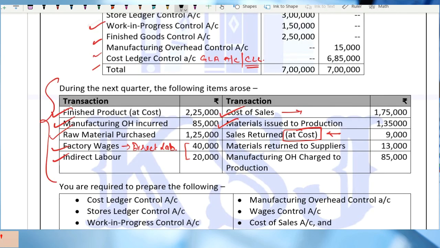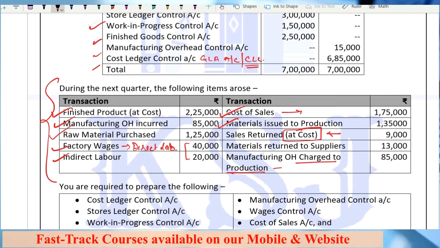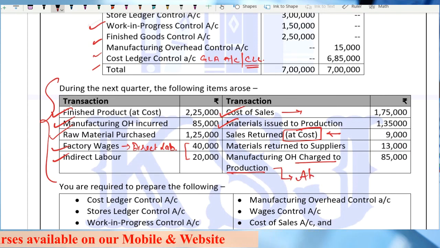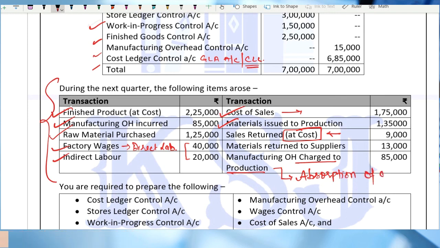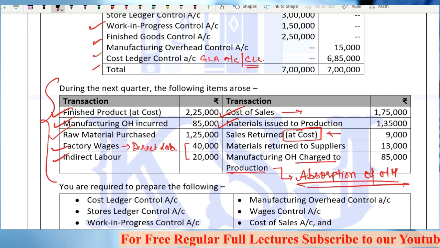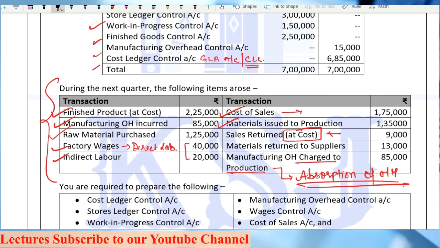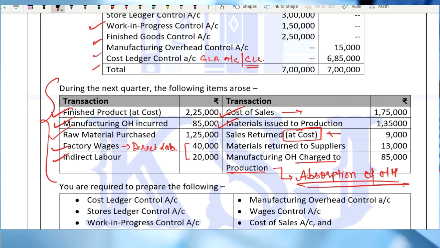Moving on. We have done the manufacturing overheads charged to production. Manufacturing overheads charged to production. This means this is asking for absorption of overheads. Now, what is the entry for absorption of overheads? Sir, where do you absorb these overheads? In 1 unit of finished good. And what is my 1 unit of finished good? That is my WIP account. Right? I told you that my 1 unit of finished good means my WIP ledger control account.